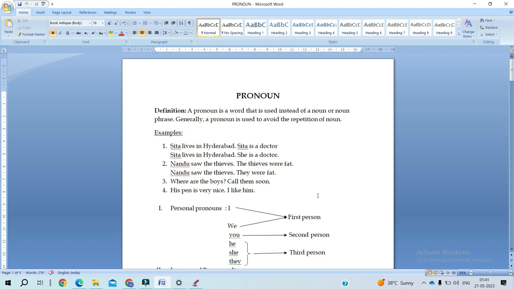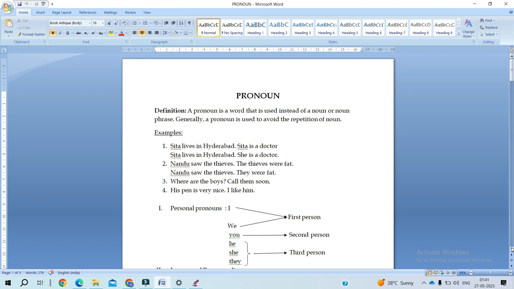Likewise, in the second sentence, Nandu saw the thieves. The thieves were fat. So, Nandu saw the thieves. They were fat. Where are the boys? Call them soon. His pen is very nice. I like him. We use examples like this. And we have 10 types of pronouns.